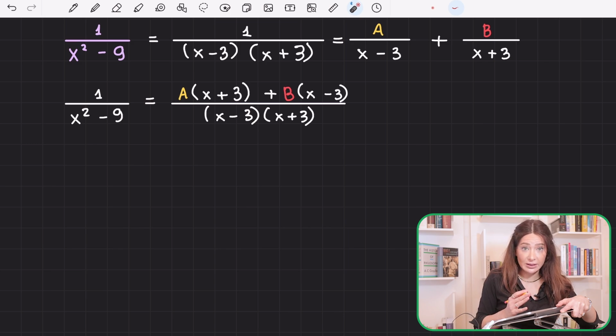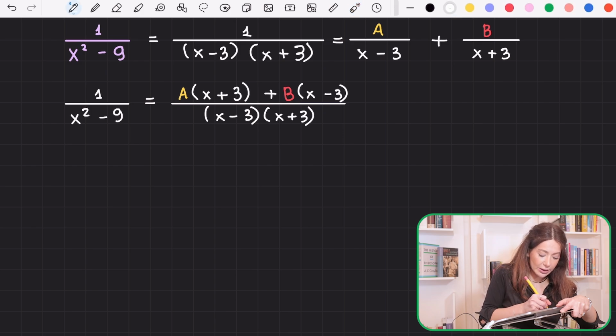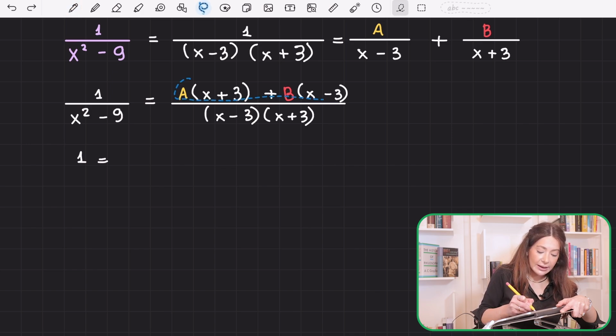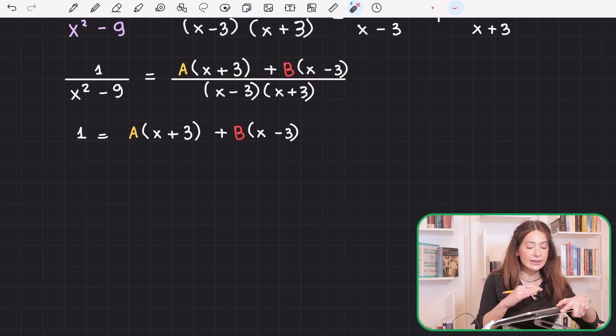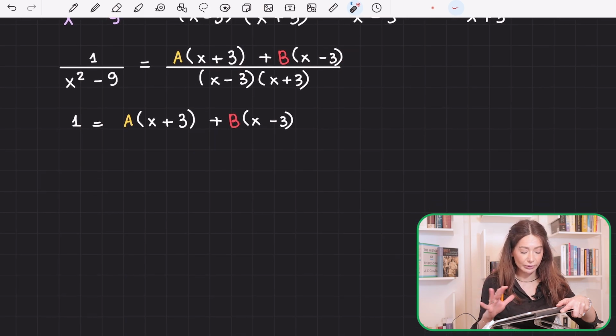You can either cancel denominators since they are equivalent. x squared minus 9 is exactly x minus 3 times x plus 3. You can cancel them. They're on both sides. Or you can just ignore it and work on the numerator. And look at this. I demand that the right side of the equation, the numerator part, equals 1. That's going to guarantee that I find coefficients A and B such that the whole thing adds up to 1. And that's exactly what I want so that I don't violate any math rules.